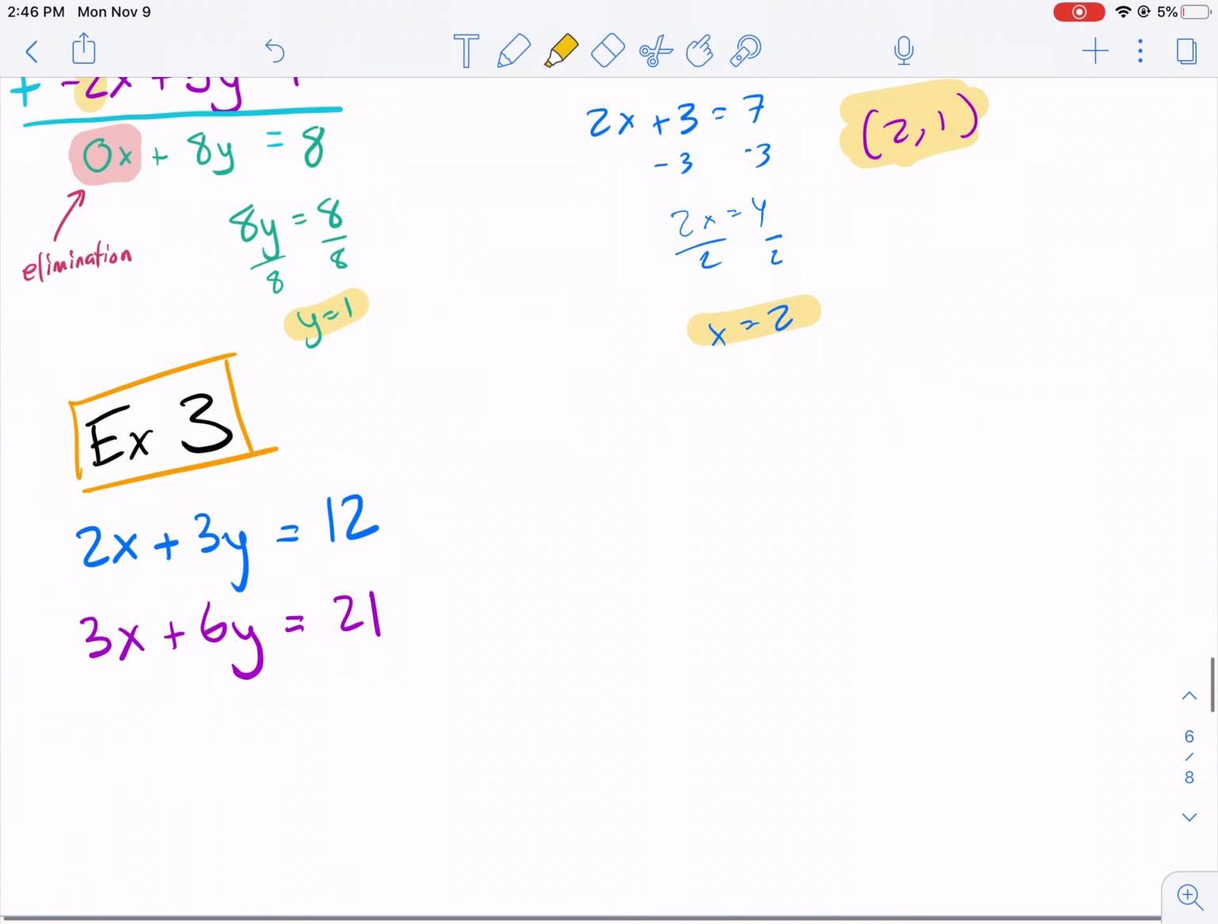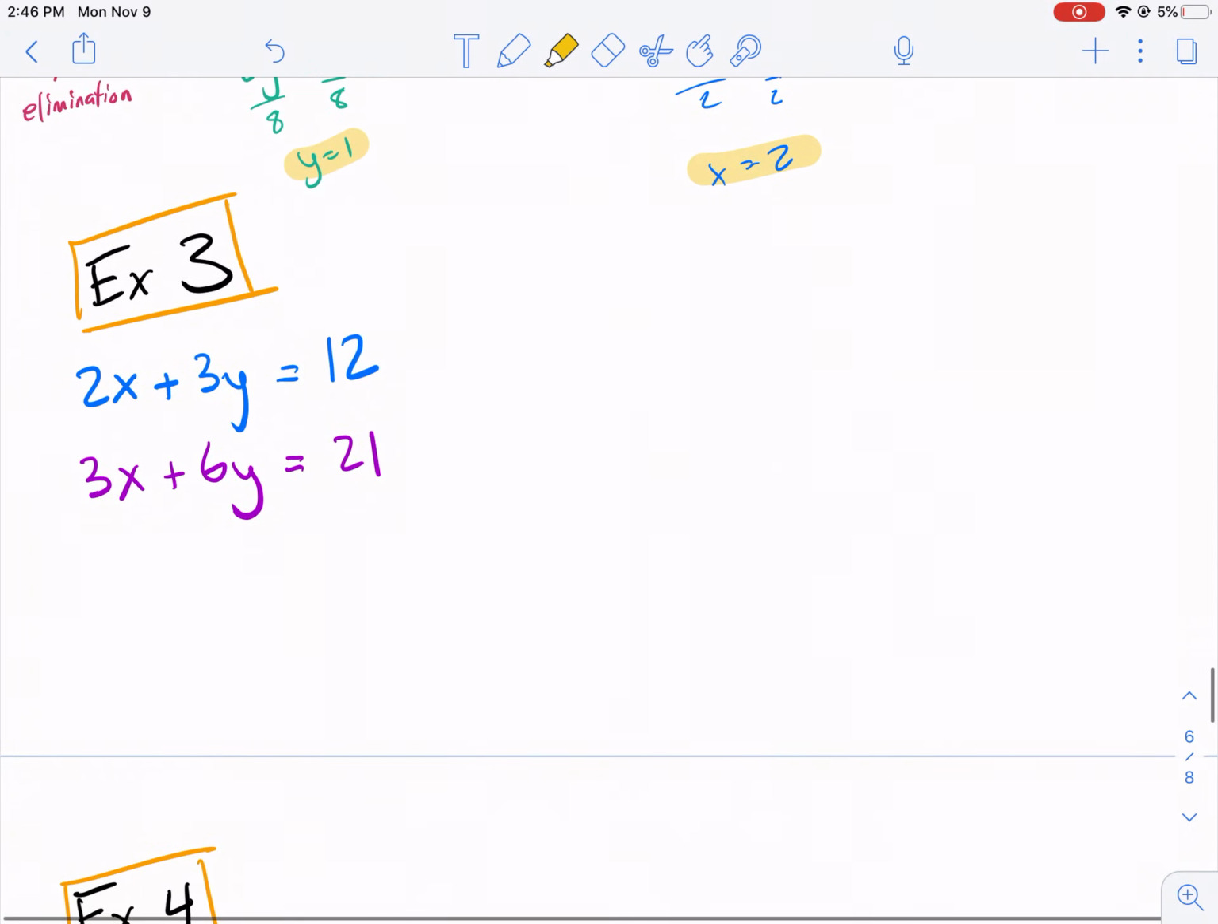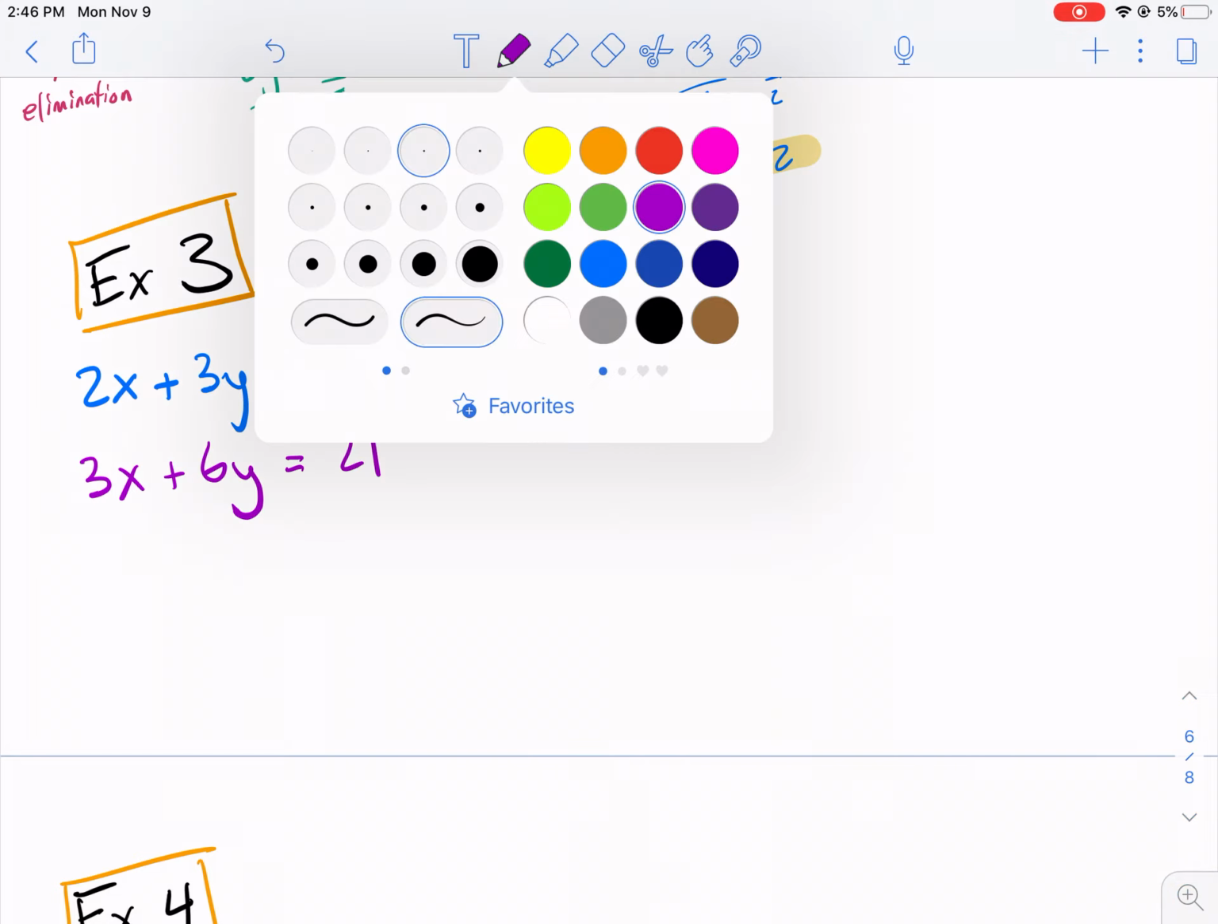Okay, now let's look at the next one, example 3. This is one where we're going to have to multiply. Guess what? The x's aren't the same and they're not opposites. The y's aren't the same and they're not opposites. So guess what we have to do? We have to change one of the equations.